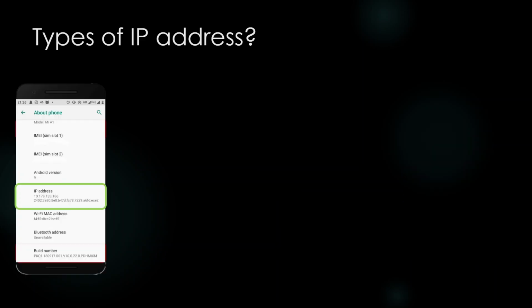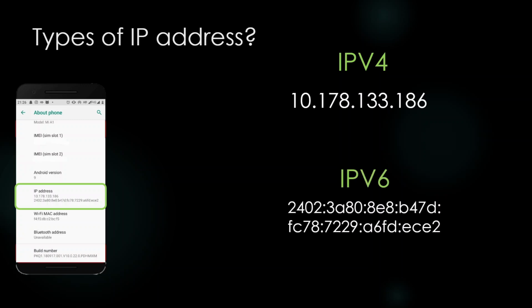So the question is, how many types of IP addresses are there? There are mainly two types of IP addresses. The first one is IPv4, which is represented by dotted decimal. It means each number is represented in decimal and they are separated by dots. And the second one is IPv6, represented by colon hexadecimal. It means each number is in hexadecimal and they are separated by colons. The length of an IPv4 address is 32 bits and the length of an IPv6 address is 128 bits.